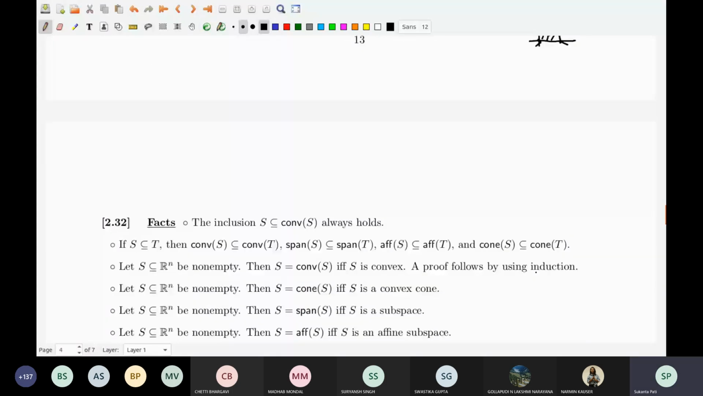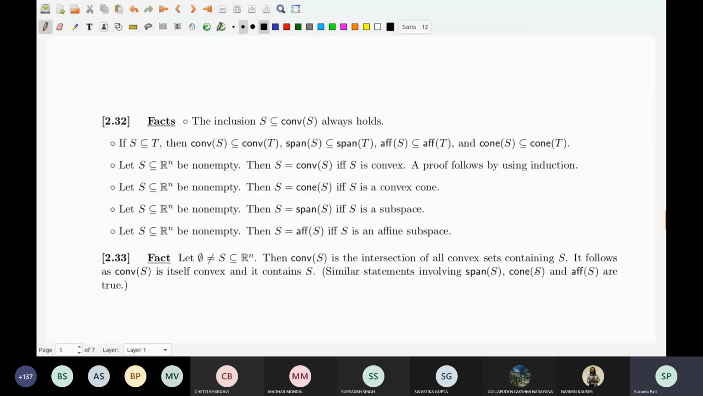Here are some quick facts. If I take the convex hull of S, it will always contain S by definition. For example, if I take x of S, then 1 times x is a convex combination, and that itself is there. If S is a subset of T, then the convex hull of S will be a subset of the convex hull of T. Span of S will be a subset of span of T, that also you know. The affine space generated by S will be contained in the affine space generated by T. This is because of the combination itself. Whatever combination you take over here, the same combination will be available here.